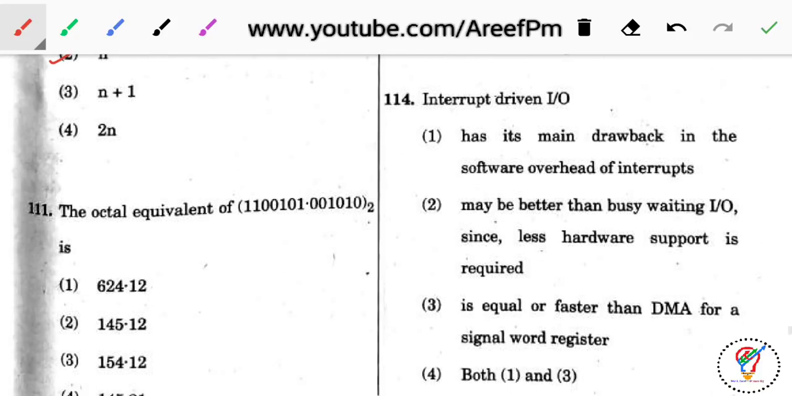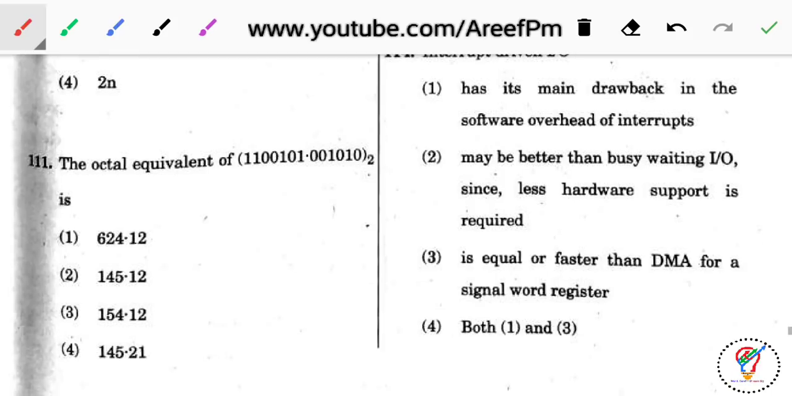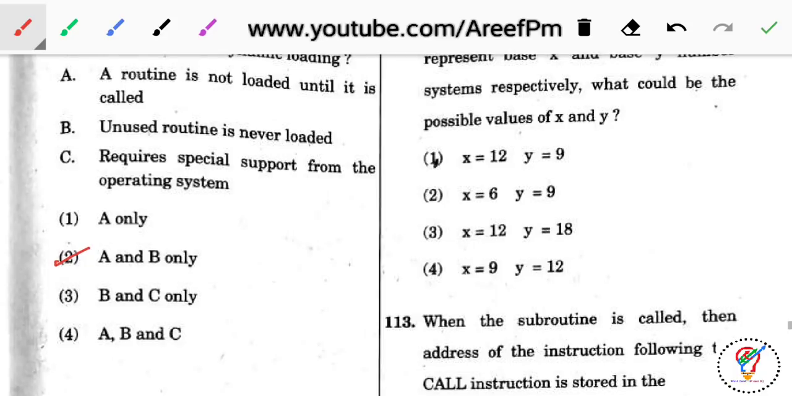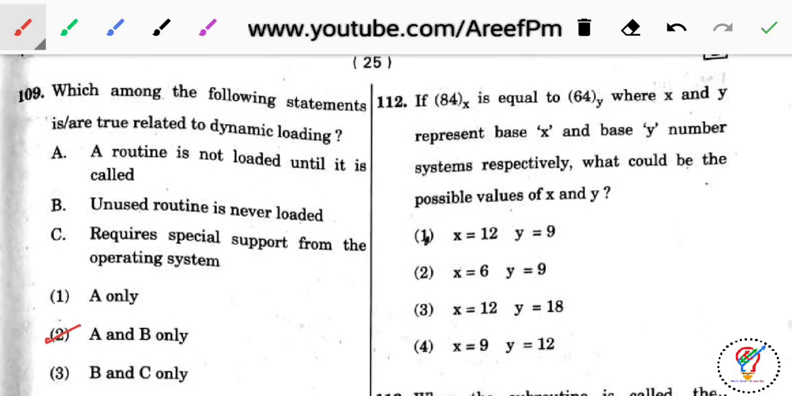Next, the octal equivalent of this number: once you divide this entire number into 3 parts, then you will come to know it is going to be 145.12, just like previously how we did, same thing here. Okay, next one, 112. So it is 112.